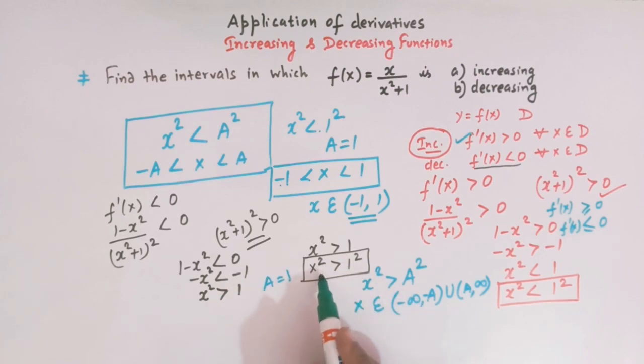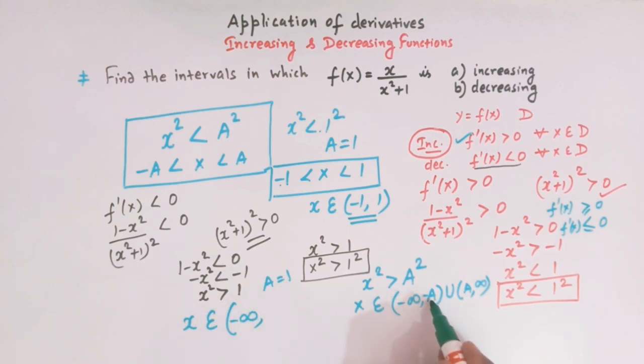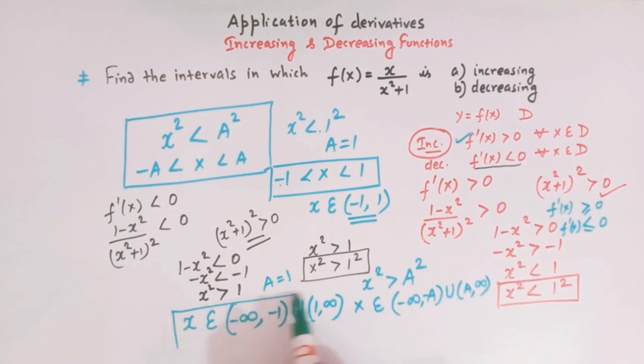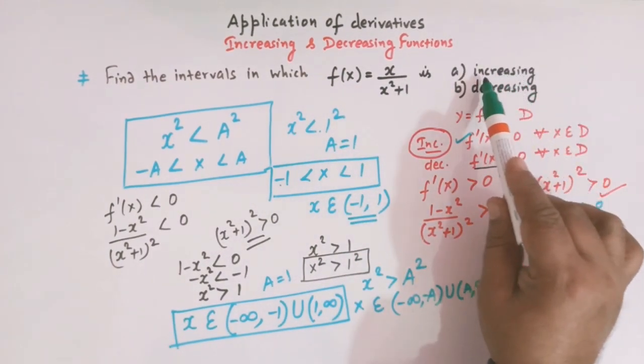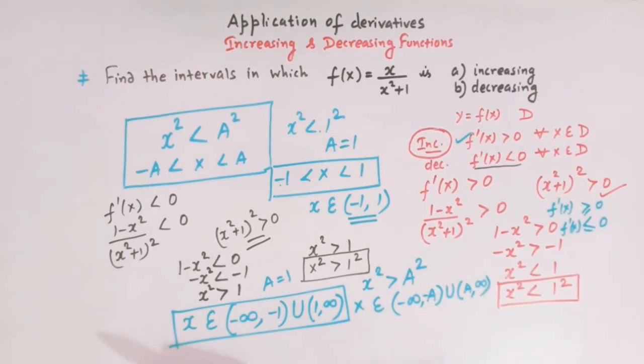So now this function f of x is strictly decreasing when x square is greater than 1 square. So we can find out the interval by using this inequality. So x belongs to this interval, that is minus infinity to minus a, which is minus 1, then we have union, and then we have a to infinity, that is 1 to infinity, right? So this is how we can find out the intervals in which this function f of x is strictly increasing or strictly decreasing, right?